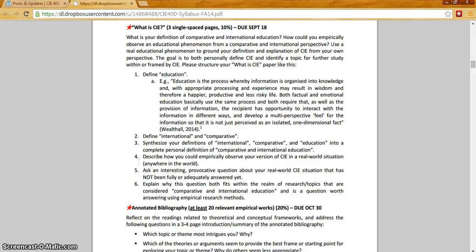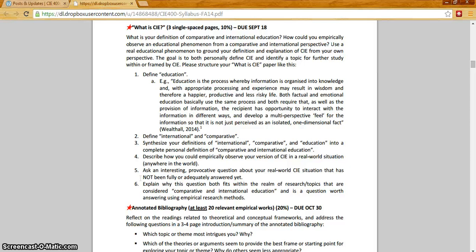What would you need to look at? Now, we'll talk about how you can do that and what some examples are in class, but I want you to start thinking about that now. Then I'd like for you to ask an interesting, provocative question about your real-world CIE situation that you thought of in number 4 that has not been fully or adequately answered yet.